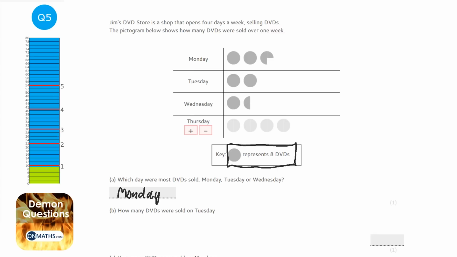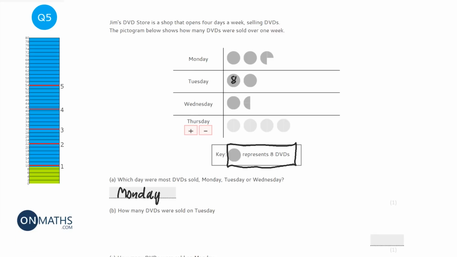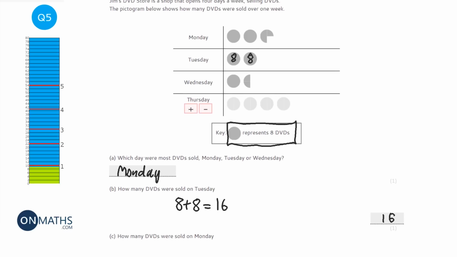Now, how many DVDs were sold on Tuesday? Well, if each circle represents 8, there's 8 there, and there's 8 there. So we just need to add the 8s together, which makes 16. So 16 DVDs were sold on Tuesday.